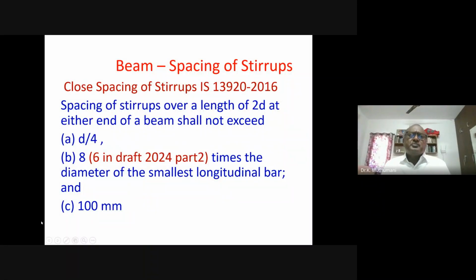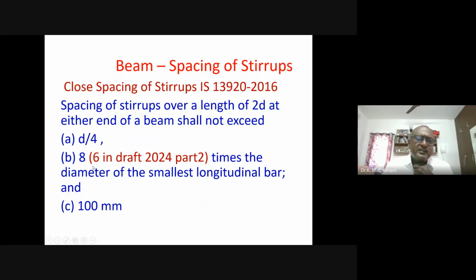So coming to spacing of stirrups, we are talking about 3 rules: d by 4, or 8 times the diameter of the smallest longitudinal bar. If 20 mm is used, 8 into 20 is 160. That is what they say. d by 4 is the depth of the beam divided by 4, or 100 mm. Most of the time, the 100 mm may govern. That is the interesting point that I want you to note, because if d by 4 is less than 100, that is okay. Whichever is the lowest you have to take. So even if it is 600 mm depth, 600 by 4 is 150. However, 100 mm will govern. That is the way it is.